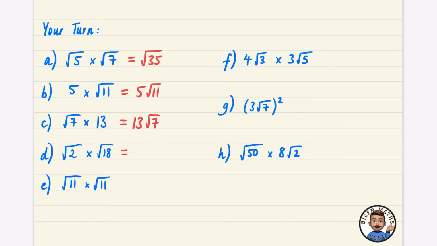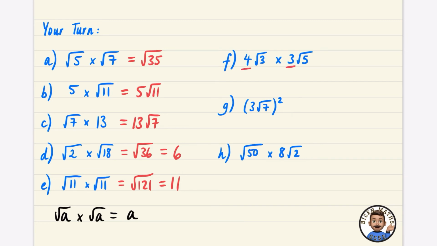We can do the 2 times the 18, which is 36, and the square root of 36 is 6. We could either multiply the 11 times 11 to get 121, and then the square root of 121 is 11, or we could just say that the square root of 11 times the square root of 11 is 11. Because of that general rule, the square root of something times the square root of that something must be that something.